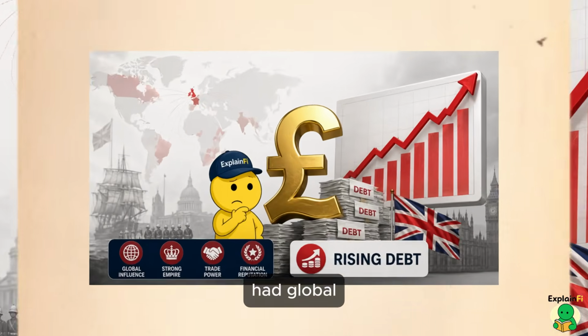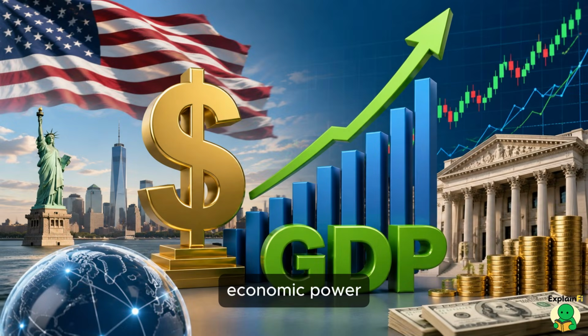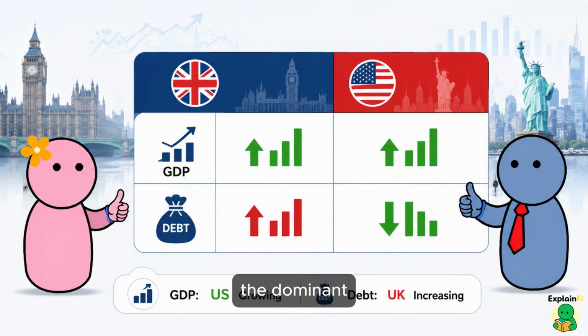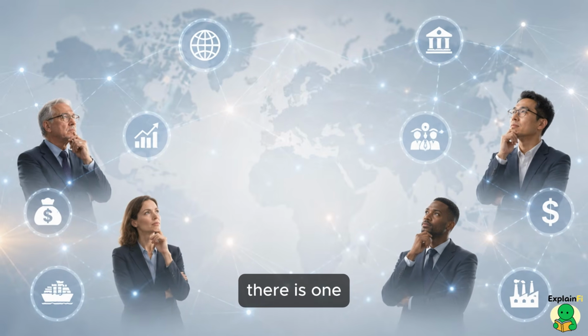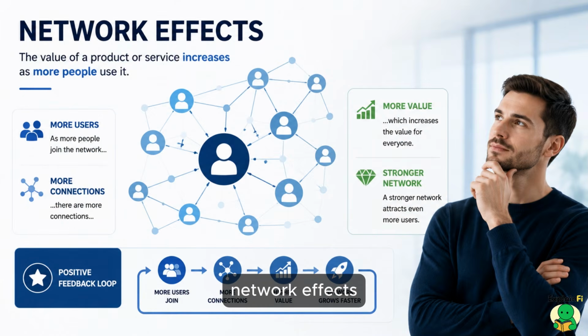The UK had global influence, but rising debt. The US had growing economic power and increasing financial strength. The dominant currency tends to align with the dominant economy. But there is one more factor that is often overlooked: network effects.